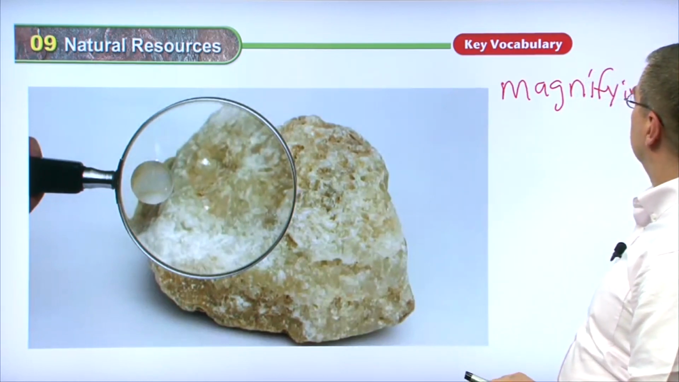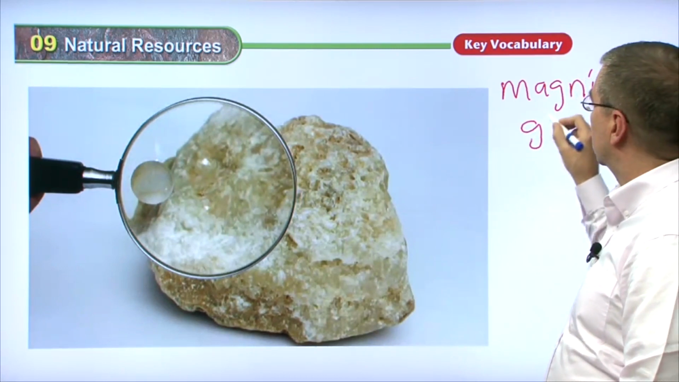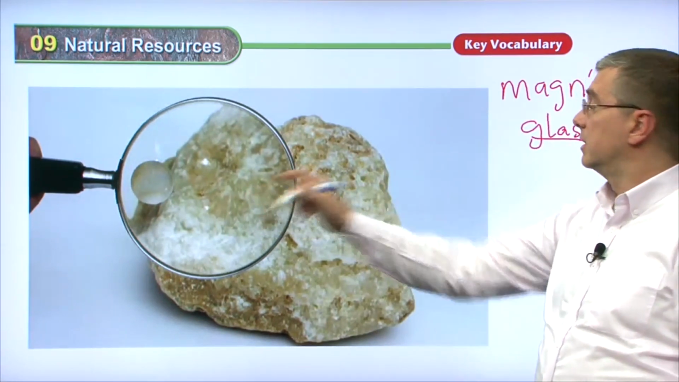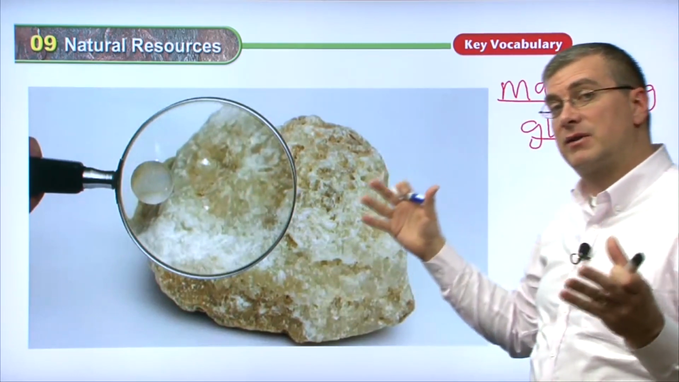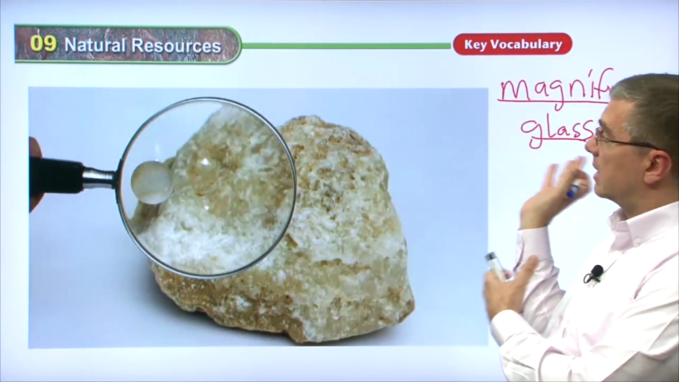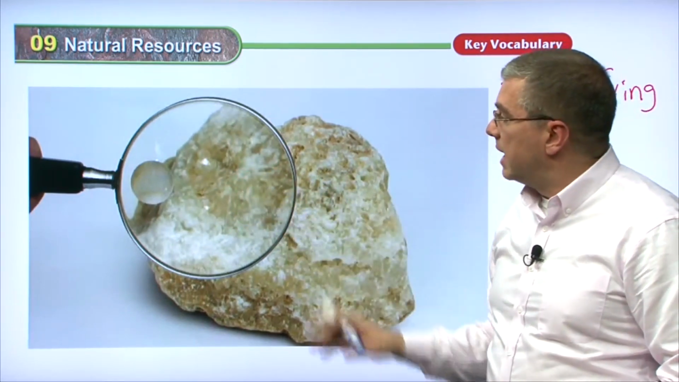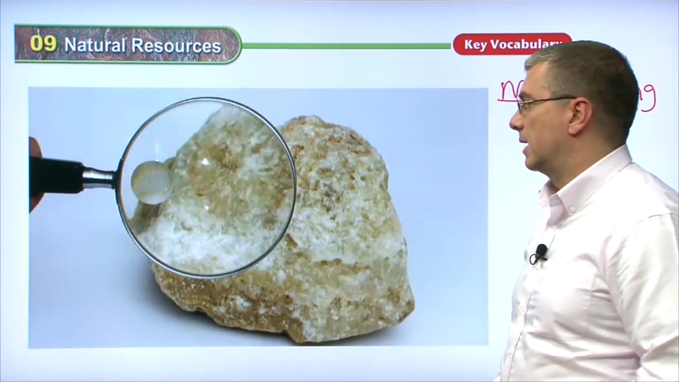Magnifying glass. Is my head in the way? Magnifying glass, okay? And we put glass here because what does it do? It's a piece of glass which magnifies. It makes it larger. So we call that a magnifying glass. And we can see small things with the magnifying glass. And we can take a really good look at minerals with a magnifying glass.